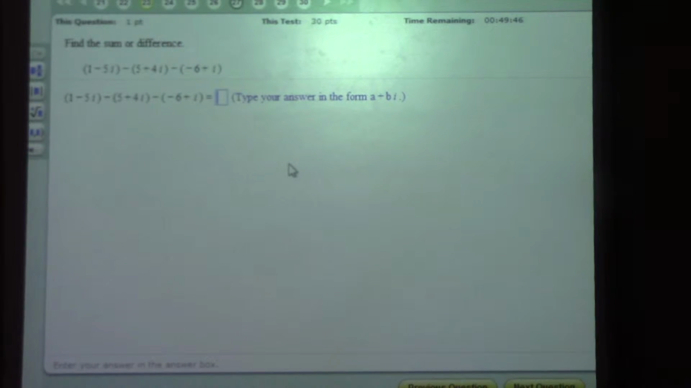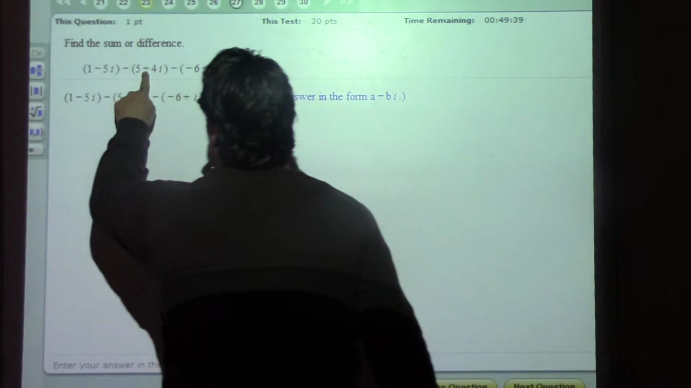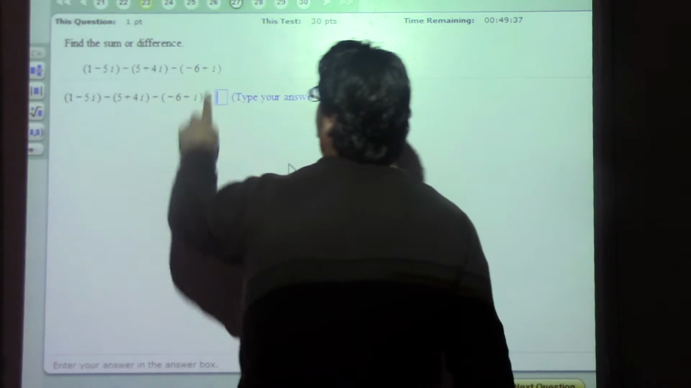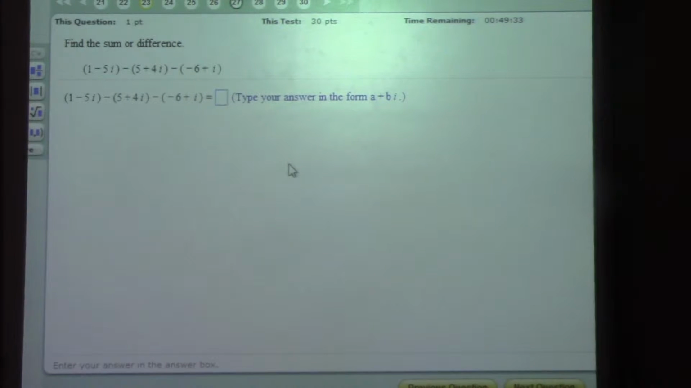I think all those are minuses. I don't see anything going through them. This is a minus, that's a minus, that's a plus, minus, minus, plus. Sometimes those pluses can look like negatives.